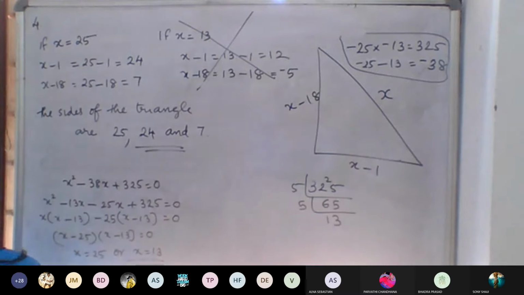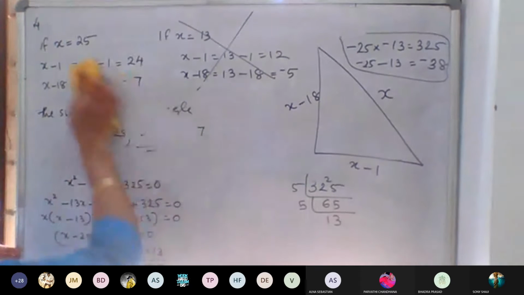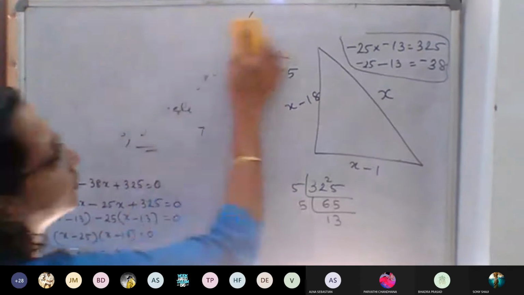Then question number 5. Diagonal of a rectangle is 60 meter more than its shorter side, and the larger side is 30 meter more than the shorter side. Find the sides of the rectangle. So first we have to draw a rectangle.